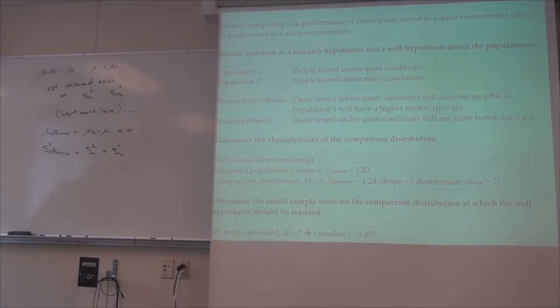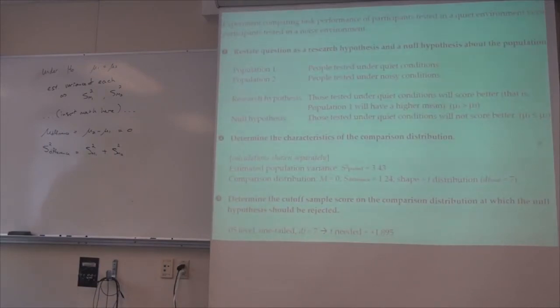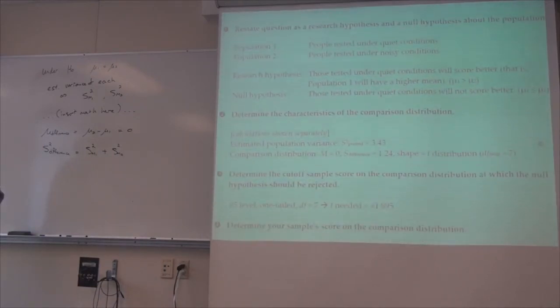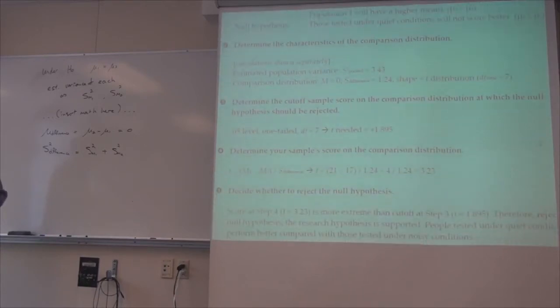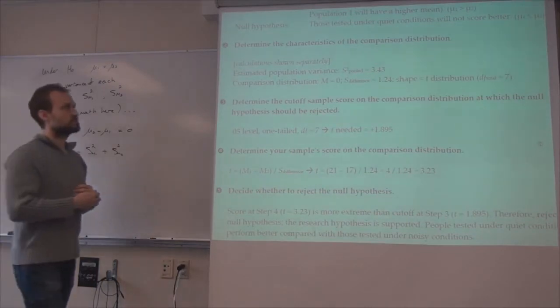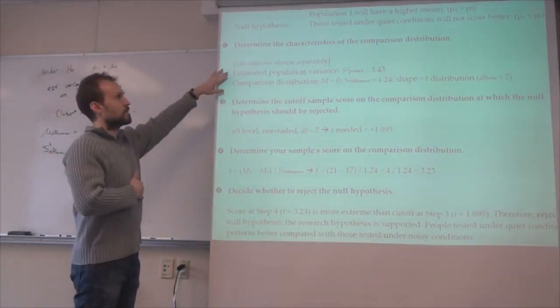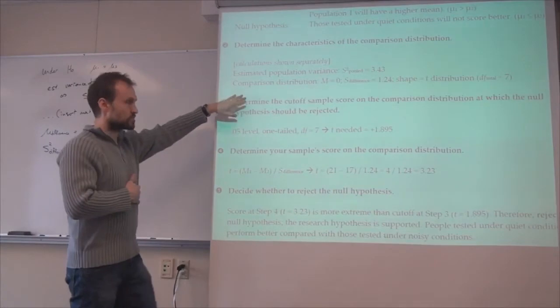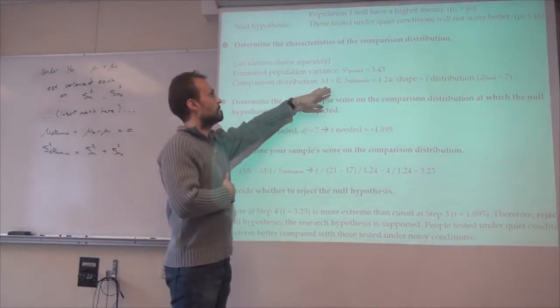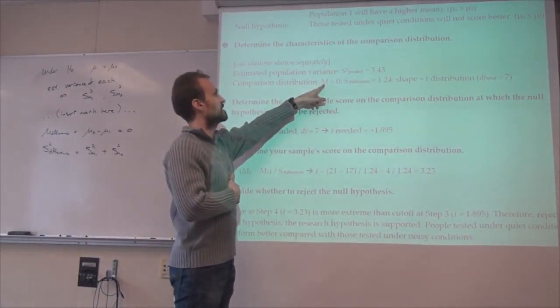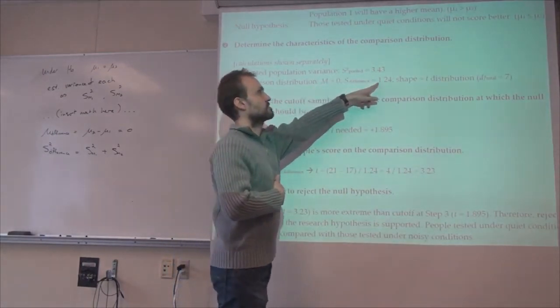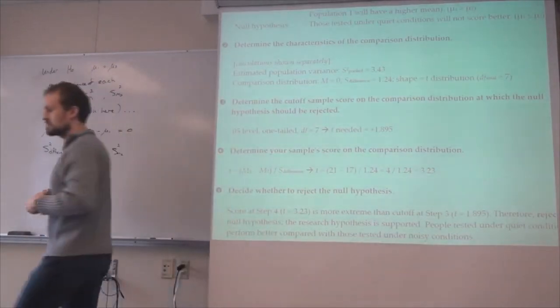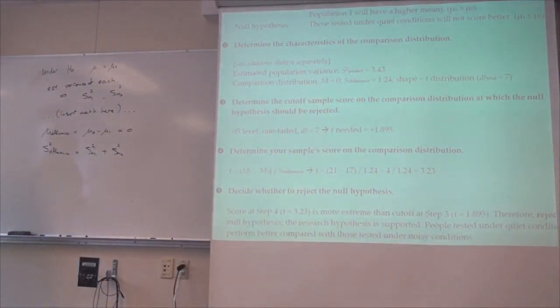Let me zoom out a touch. So, I've had my research and null hypothesis, and I've now done the calculations for my comparison distribution. The population comparison distribution has mean, I don't need to write M there, write a mu, 0, and the standard deviation of the difference 1.24, and it has a t-distribution of 7 degrees of freedom, 4 plus 3.